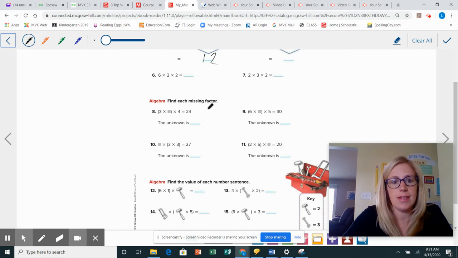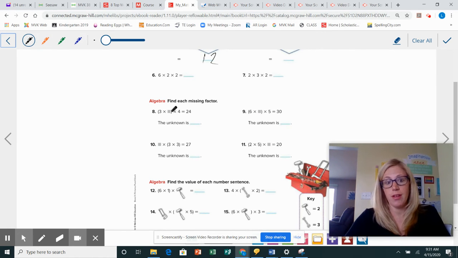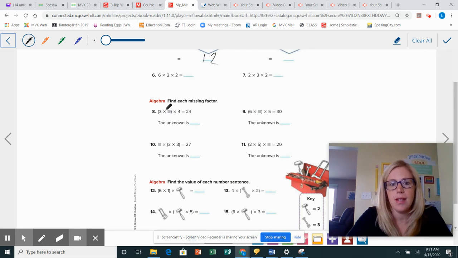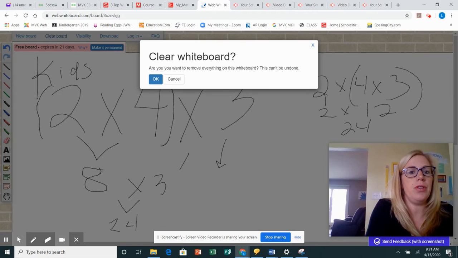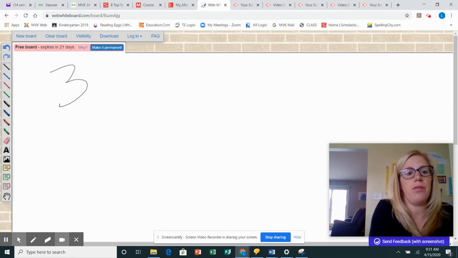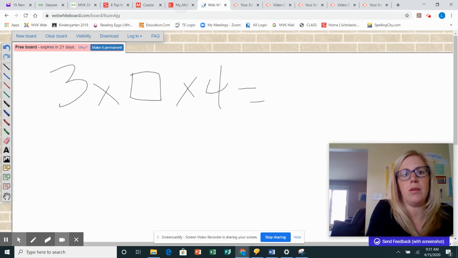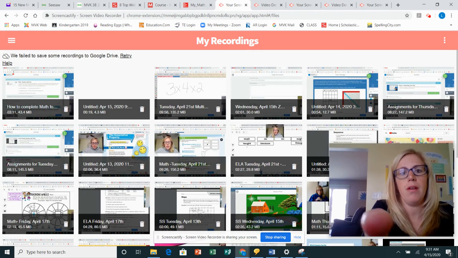Now, if we look at number 8, this is the unknown. I can't do 3 times this number because I don't know what it is. I know 3 times 4, though. I'm going to rewrite this on my whiteboard so it's easier for me to show you. So 3 times blank times 4 equals 24.